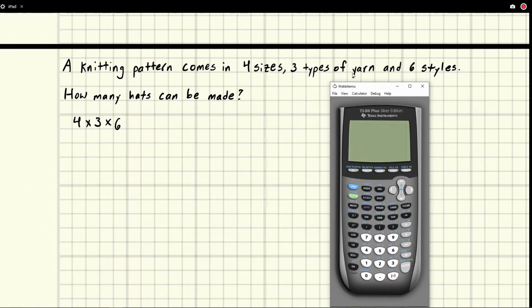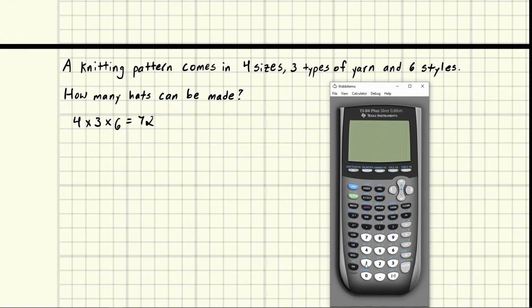You could pick a whole bunch of different ones, but essentially you just multiply by the fundamental counting rule, and you're going to get 4 times 3, which is 12, times 6, which I believe is 72, if memory serves. 12 times 6, we could always just check with a calculator too, is 72.